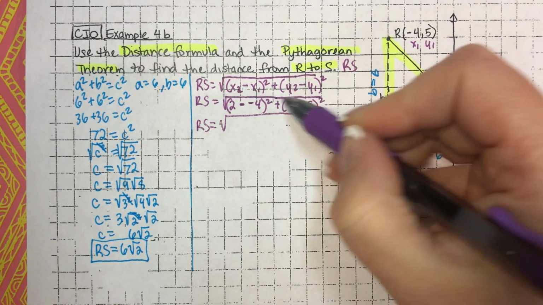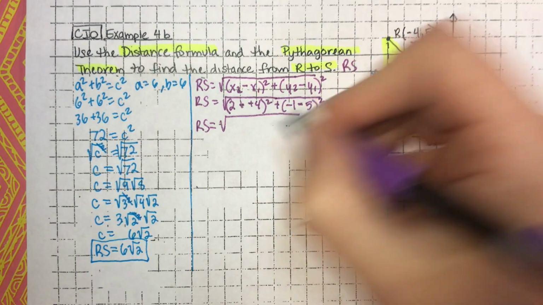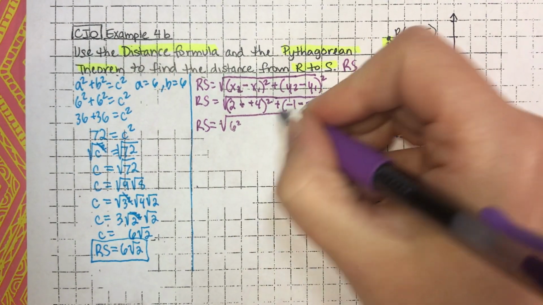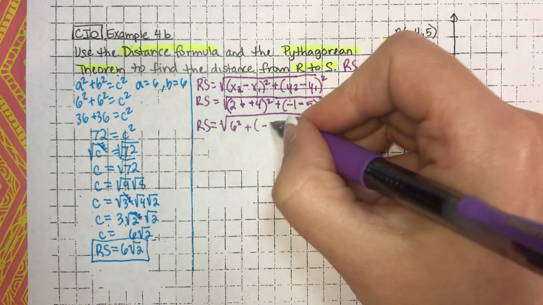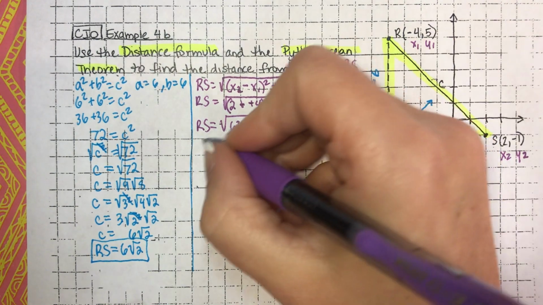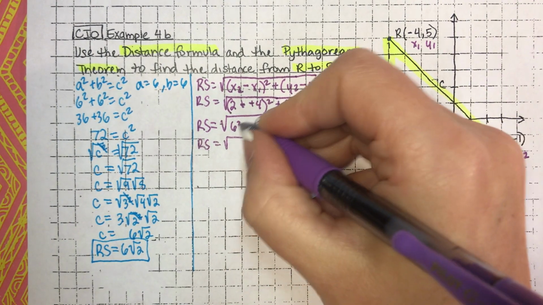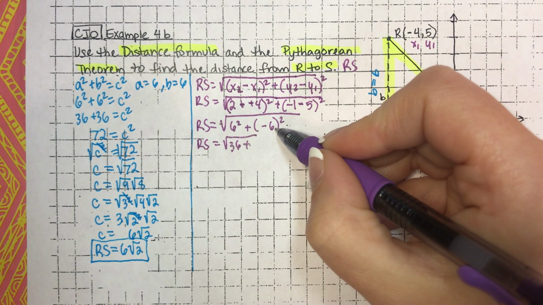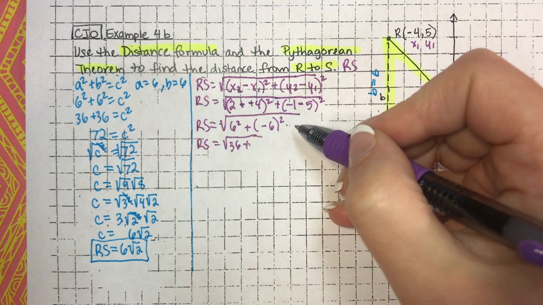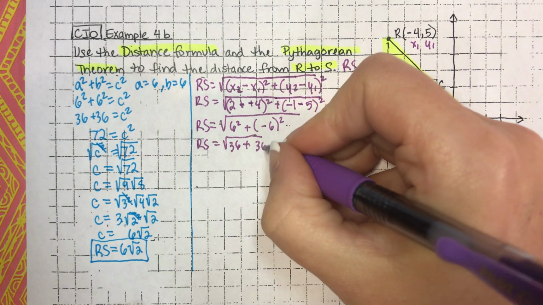Okay, order of operations, we do the parentheses first. Those two negatives become positive. 2 plus 4 is 6, so we get 6 squared. Plus -1 minus 5 is -6 squared. And so that means RS equals the square root of 6 squared. 6 times 6 is 36. Plus -6 squared, which is -6 times -6. And a negative times a negative is a positive. 6 times 6 is 36.